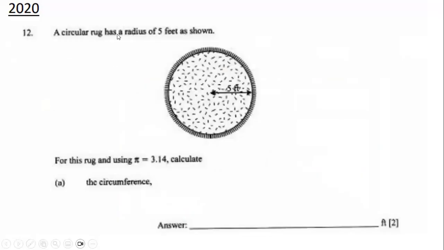A circular rug has a radius of 5 feet as shown. For this rug, I'm using 3.14, calculate the circumference. Again, put your answer inside the chat for me, please. We don't have enough time to write this. Put your answer inside the chat for me.